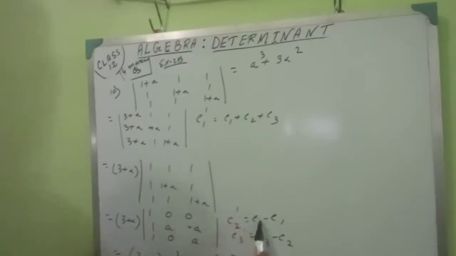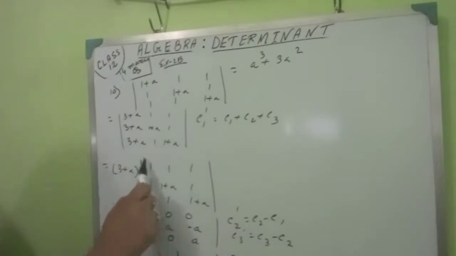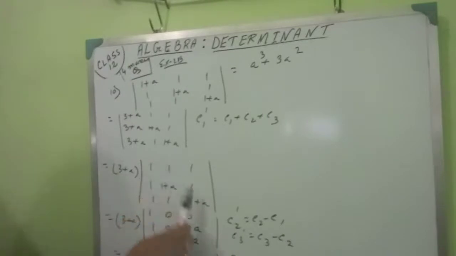Second column minus first column. C2 dash equals the new second column will be C2 minus C1, and the new third column will be C3 minus C2. Now 1, 1, 1, that is the first column, there is no change, only the second column minus the first one. So 1 minus 1, 0, 1 plus a minus 1, that is only a, 1 minus a again 0. And it is 1 minus 1, 1 minus 1 plus a, 1 plus a minus 1. Okay, so it's coming 3 plus a.